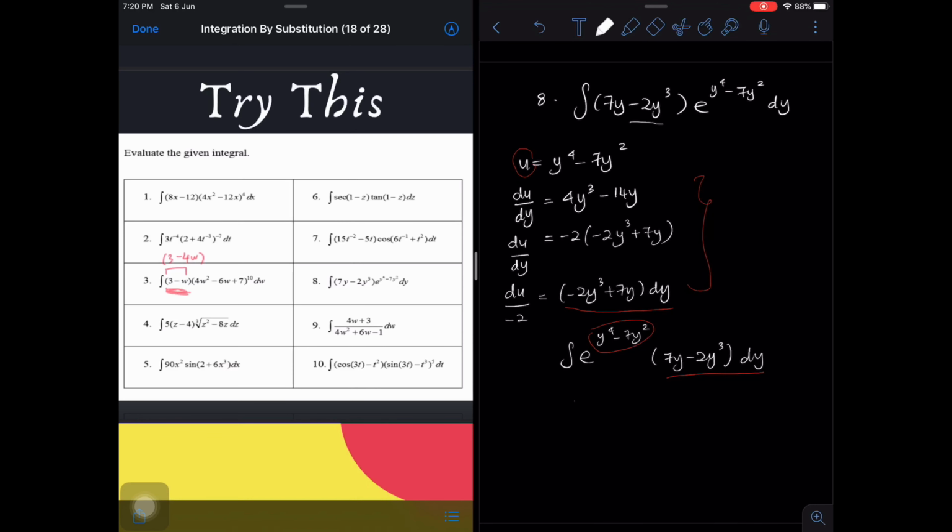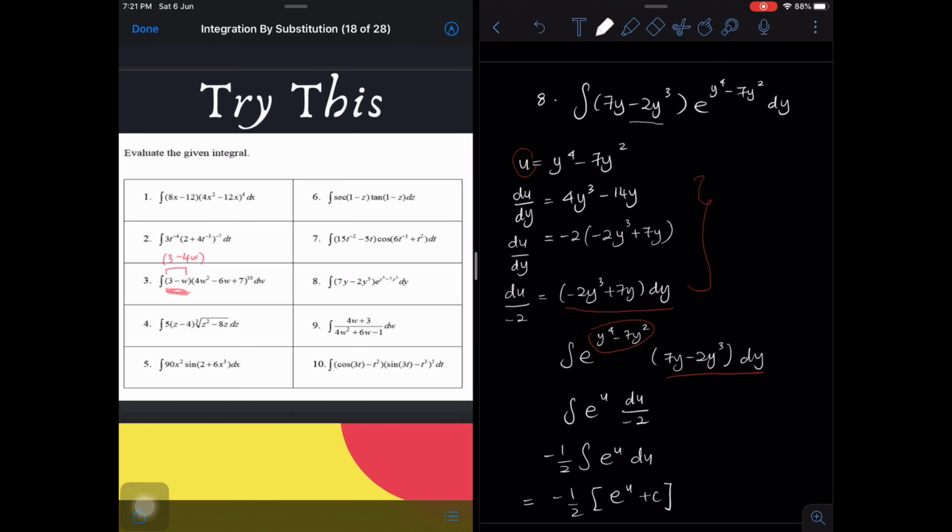So we will have the integration of e to the power of u du over negative 2. As before, negative 1 over 2 is just a constant that we can bring out from the integral. Therefore, you will have the integration of 1 over 2 out here, so the integration of e^u du. So here the solution is negative 1 over 2, and the integration of e^u is e^u plus c.